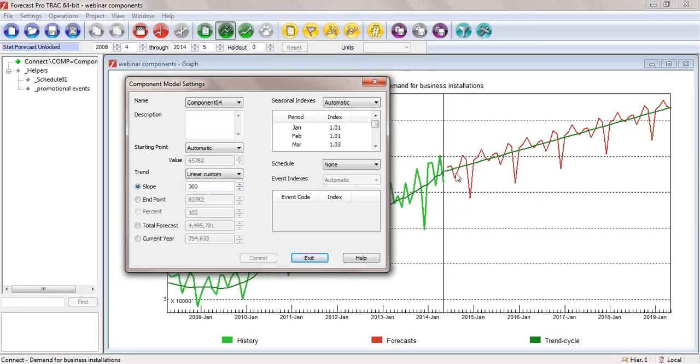Okay? And so now we've still got the 5-year forecast. We're still using an automatic starting point. We're still using an automatic seasonal pattern. If we had events, we could use automatic events. But we've changed the slope. We've customized it.